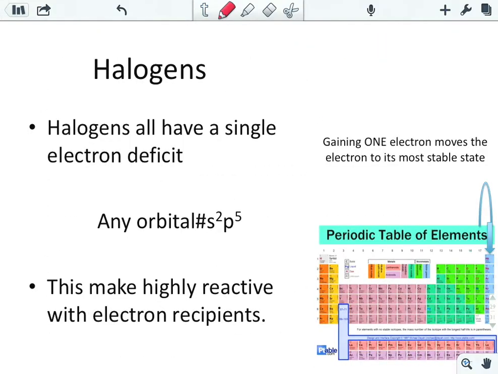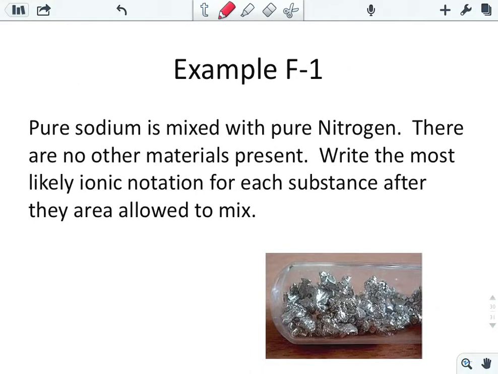The halogens are even more reactive. They only need 1 more electron to become like a noble gas, so they're going to be extremely reactive. They're only going to have to gain 1, because fluorine needs 1 more and then it looks like neon, which is a noble gas. And remember, all of this is about stability.